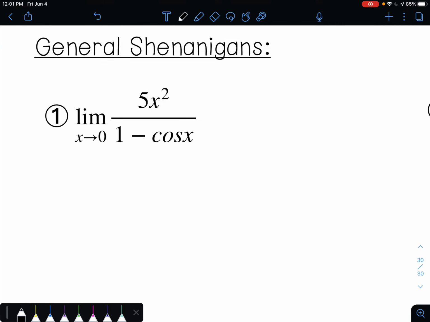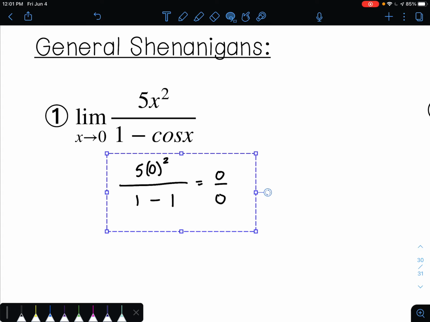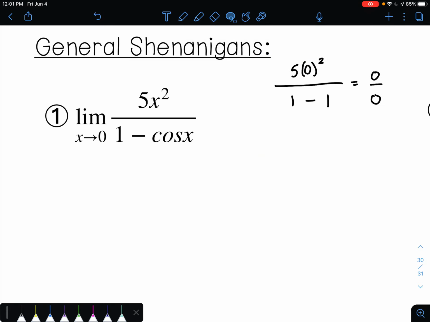So in the first one, we have the limit as x approaches 0 of 5x squared over 1 minus cosine of x. If I plug in 0, I get 5 times 0 squared, so 0 in the top. 1 minus cosine of 0 is 1 minus 1, which is 0. So I'm going to get 0 over 0, so I know I have an indeterminate form. Put that off to the side.